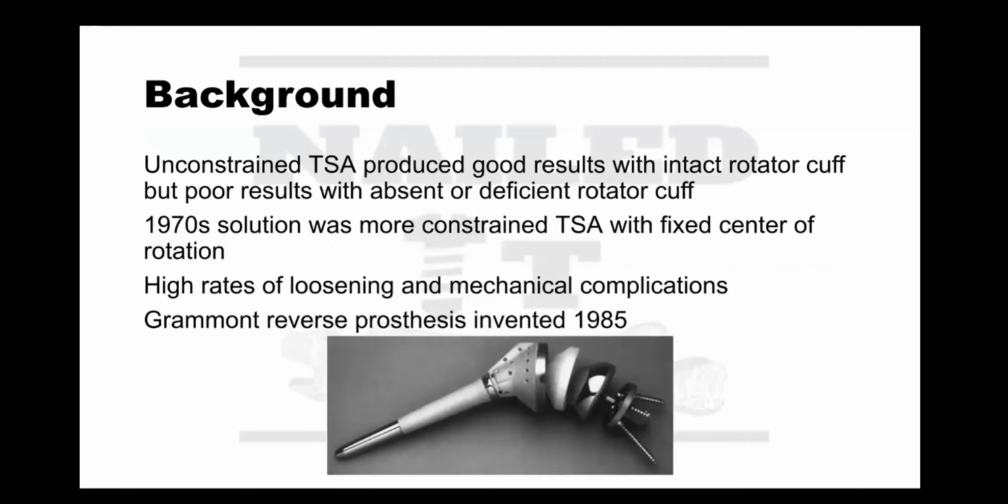like I mentioned. But when that was not intact or it was absent or deficient, the results didn't tend to be as good. So in the 1970s, there was a more constrained prosthesis invented with a fixed center of rotation, but that had high rates of loosening as well as other mechanical complications. And so the Grammont reverse prosthesis was invented in 1985, and you can see a picture of it right there. That's one of the first iterations of the reverse shoulder implant.